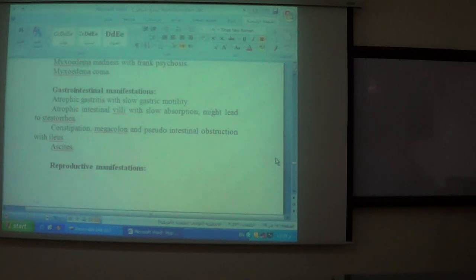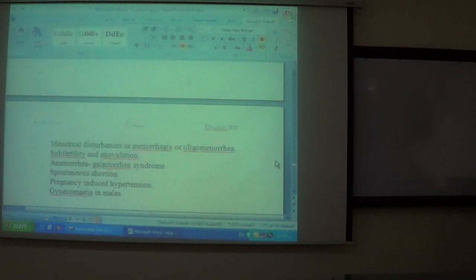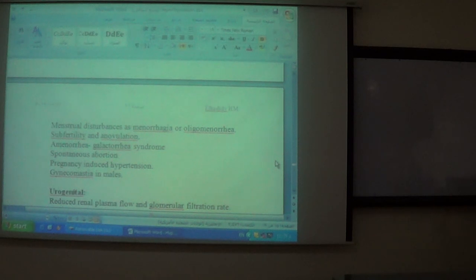Reproductive manifestations. Menstrual disturbances such as menorrhagia or oligomenorrhea. As a rule, thyrotoxic females have oligomenorrhea and hypothyroid females have menorrhagia. But many exceptions can occur, and any form of menstrual irregularity can occur in either hypothyroid or hyperthyroid. So of course, subfertility and anovulation may be related to the hypometabolic state, and the ovary is no exception. It is also in a hypometabolic state, so there is no ovulation and there is subfertility, or associated autoimmune affection of the ovarian tissue.